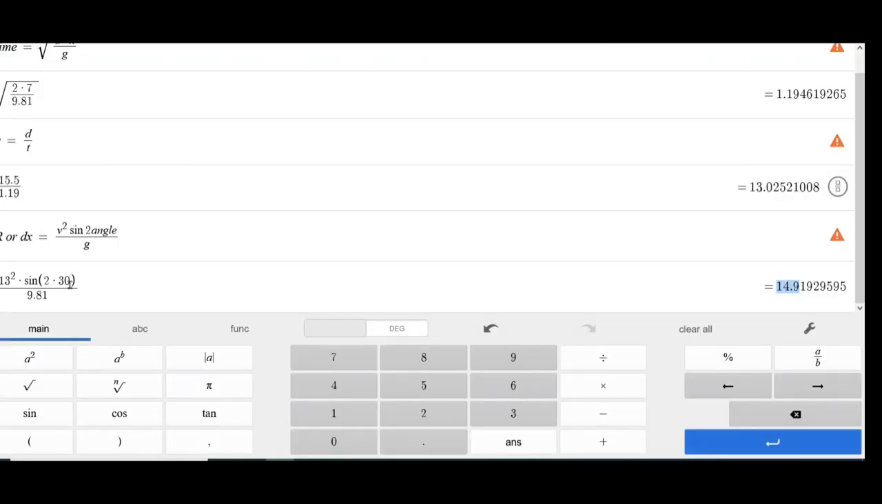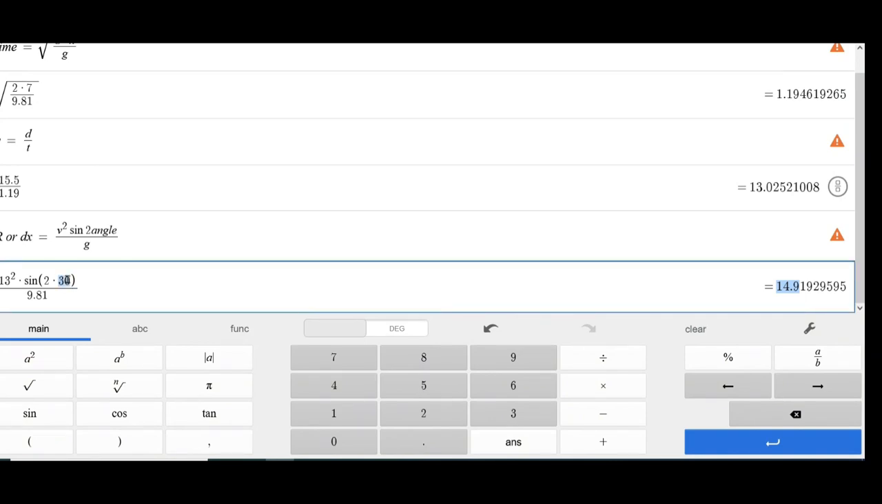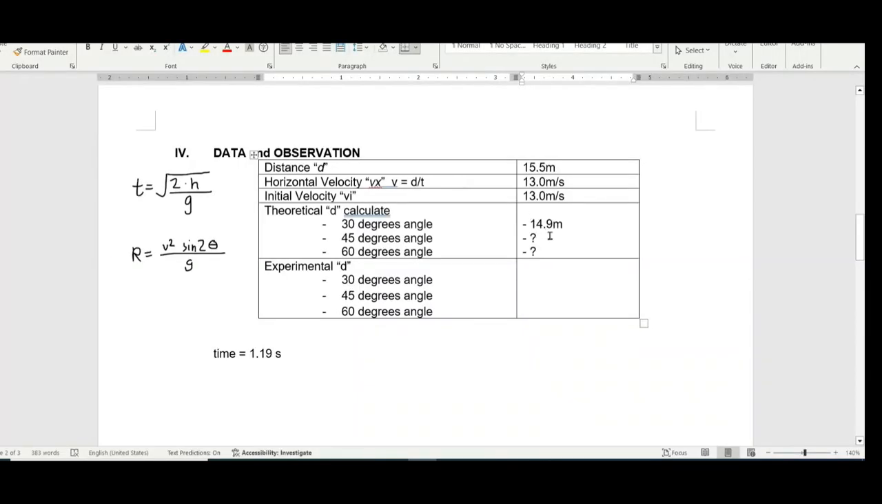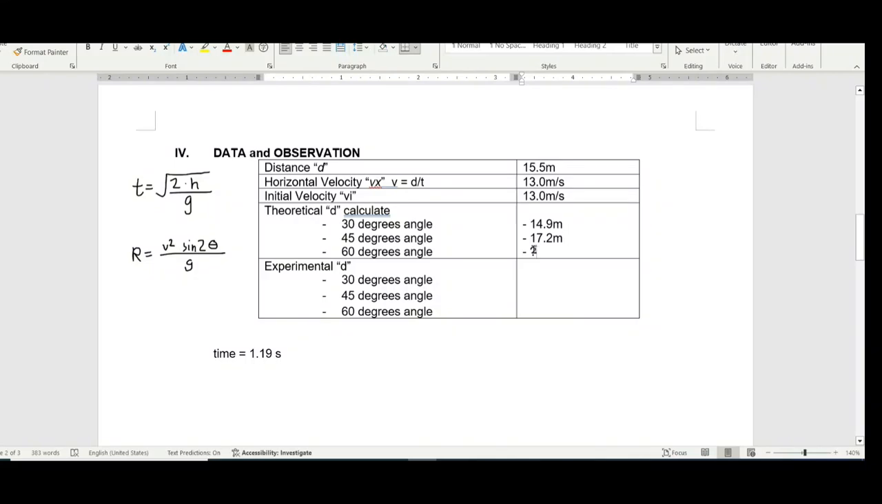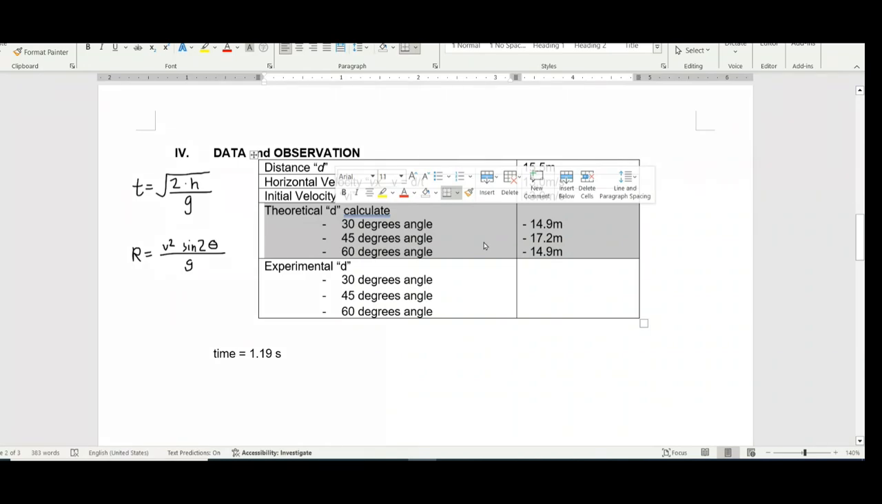Then to find for 45 degrees, it's very simple. I just need to change this to 45 degrees. And it says I'll get 17.2 meters. So let's put 17.2 meters. And then at 60 degrees, so I'll put 60 here. That says I should get 14.9. So another 14.9. This is my theoretical distance or my calculated distance.